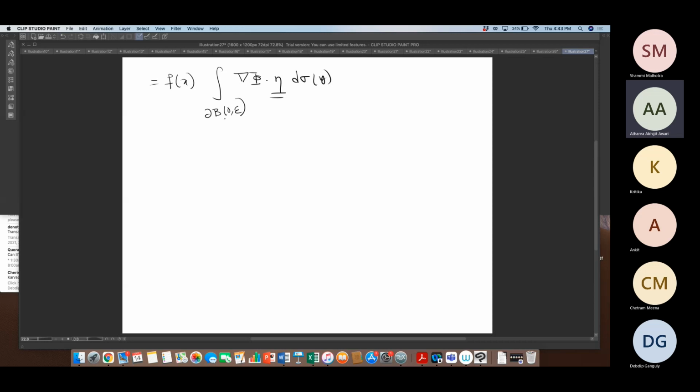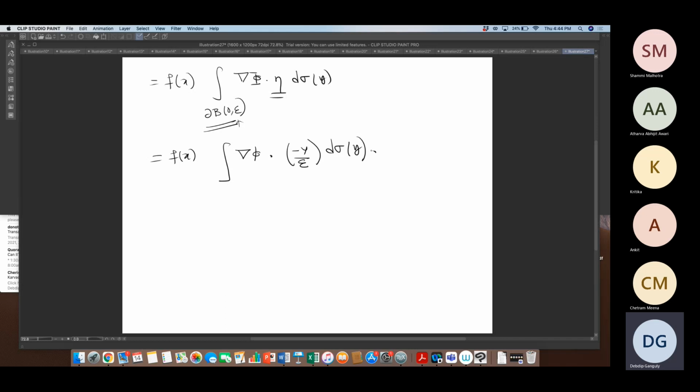Minus y by mod y. Minus y by epsilon. What is mod y here? Yes, minus y by mod y. Because it is on the boundary, what is mod y? Yes, epsilon. That is right. Gradient of φ dot minus y by epsilon dσ_y. Is that clear? Okay.